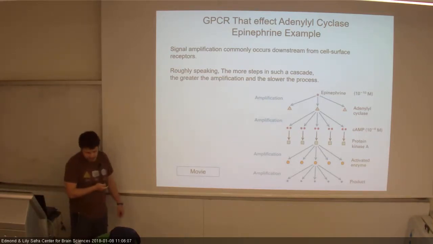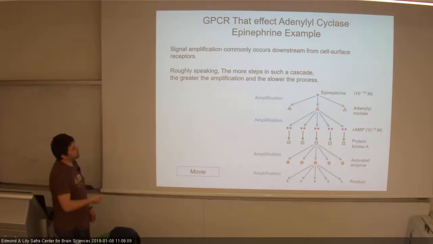So again, we said that there are four main levels of amplification that the G protein gives us. First of all, one epinephrine can, through the activation of multiple G proteins, cause activation of multiple adenylyl cyclase effector proteins. Each one of these adenylyl cyclases can produce multiple cyclic AMP molecules.